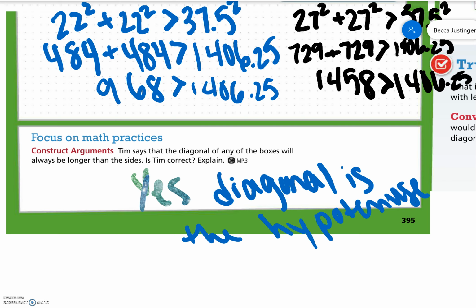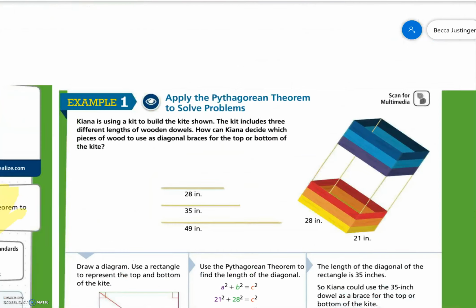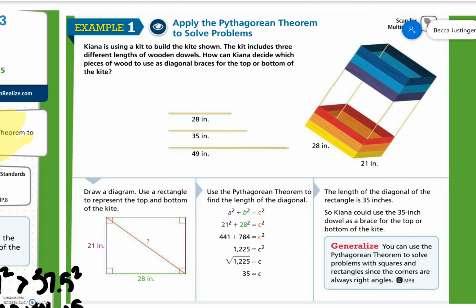All right, example number 1. Apply the Pythagorean theorem to solve problems. Kiana is using a kit to build the kite shown. The kite includes 3 different lengths of wooden dowels. How can Kiana decide which pieces of wood to use as the diagonal braces for the top or the bottom of the kite? So they tell us that it's 28 by 21.